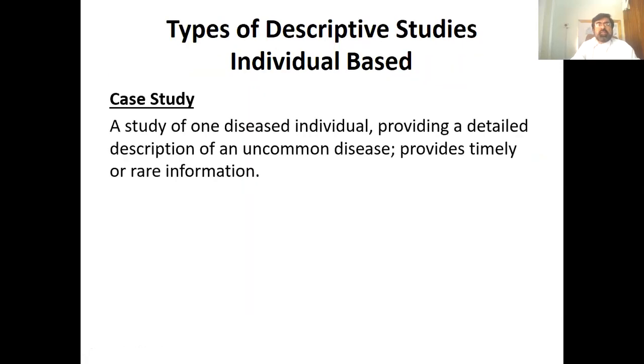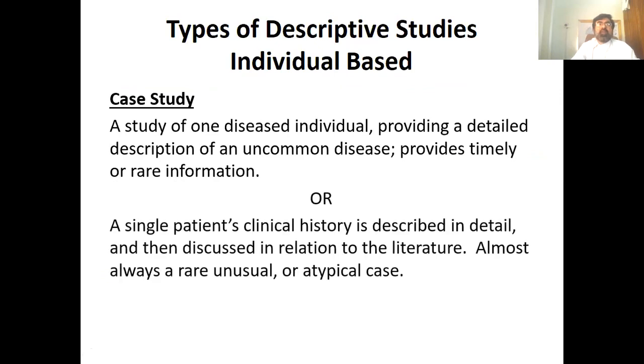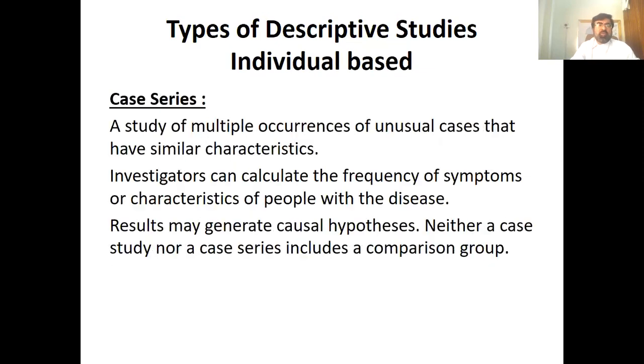Types of descriptive studies: the case study, a study of one diseased individual providing a detailed description of an uncommon disease, provide timely or rare information. As I have already discussed, like the first case which occurred in China of the COVID-19, that was a unique case, and that can be studied in case studies. Or a single patient clinical history described in detail and then discussed in relation to the literature, almost always a rare, unusual, or atypical case. You cannot carry out case studies all the time. If you find a case which is quite unique and atypical, then you can go for a case study.